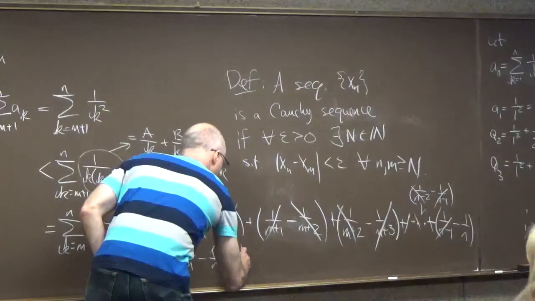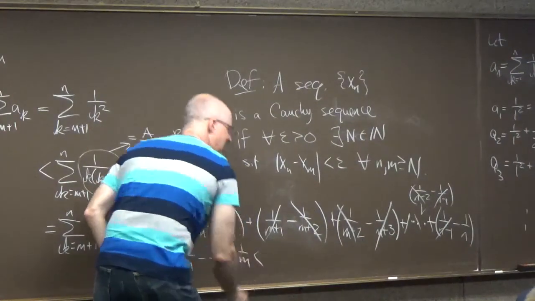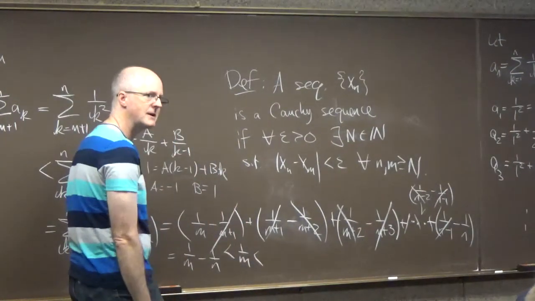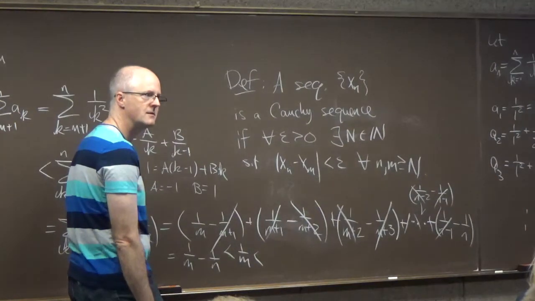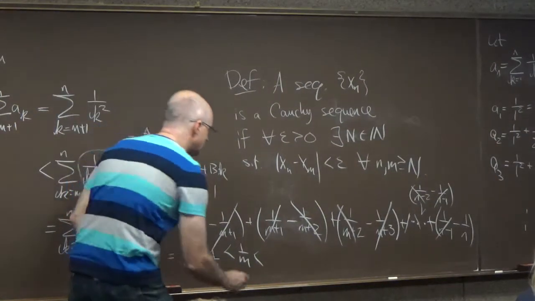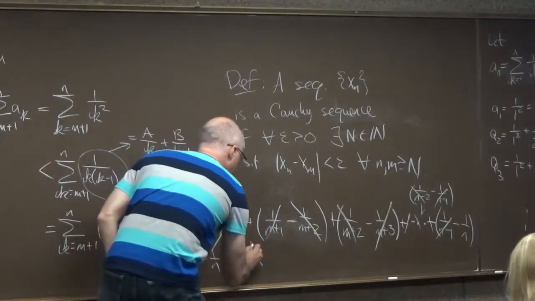Which is less than 1 over m, which can be made less than any given epsilon by choosing m sufficiently large. If this were scratch work, you'd probably want to write want.